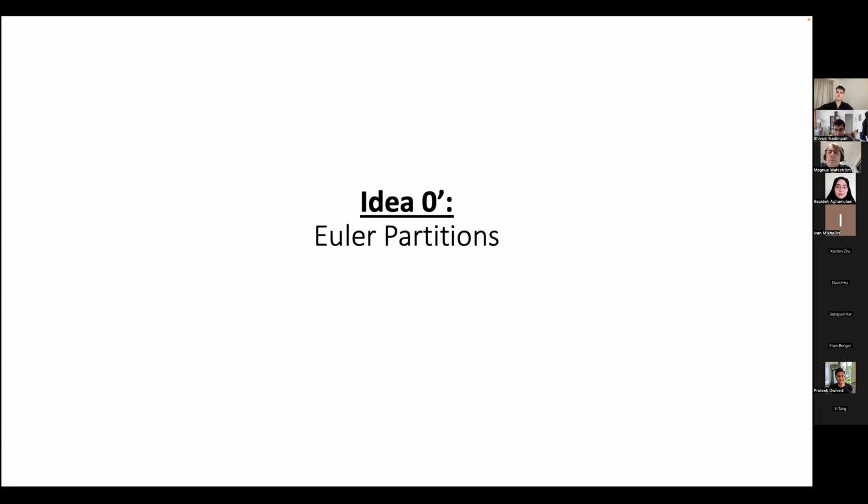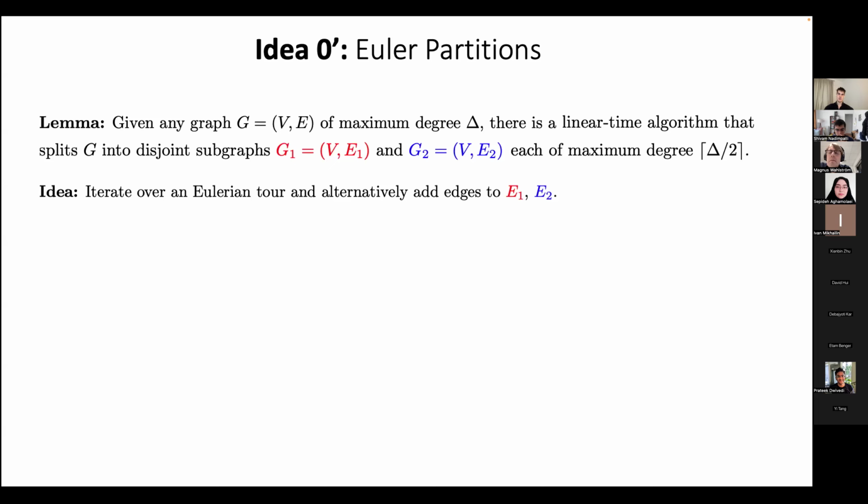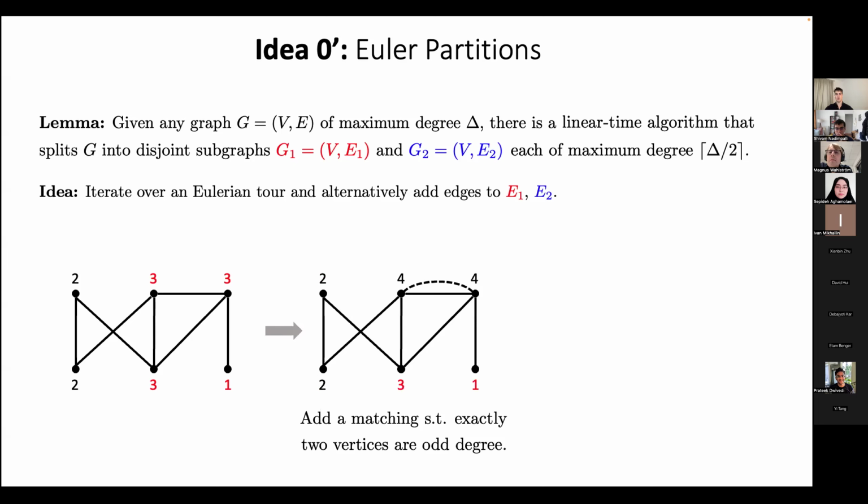Okay, so the second idea that's very standard in edge coloring that we will be using is the idea of Euler partitions, right? Given some graph G of max degree delta, you can efficiently split this graph up into two edge disjoint subgraphs that have almost half the max degree, which is almost delta over 2, right? And the exact way that you compute this is by computing an Euler tour of a graph, which is why it's referred to as an Euler partition.